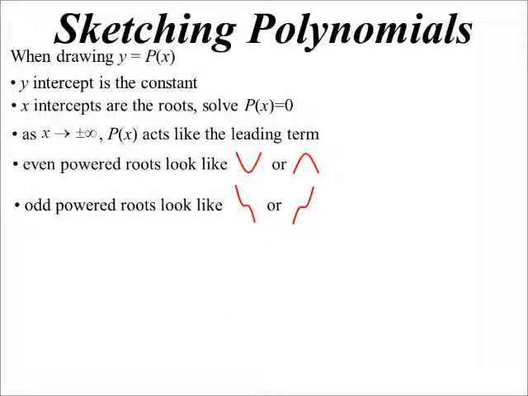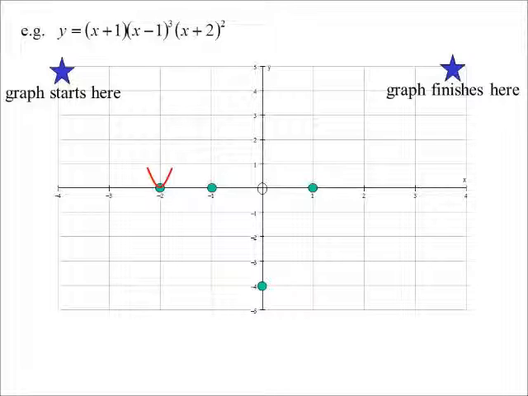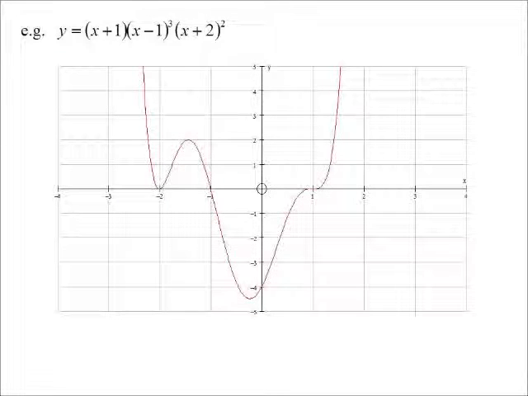Well, odd-powered roots also will look like that inflection type thing, other than power of 1. Power of 1 will just come through like a straight line. Okay. So over here at 1, we've got the power of 3. So it's going to come through like the cubic. But I know it finishes up there, so it'll come through like that. Okay. That actually is what the curve ends up looking like.